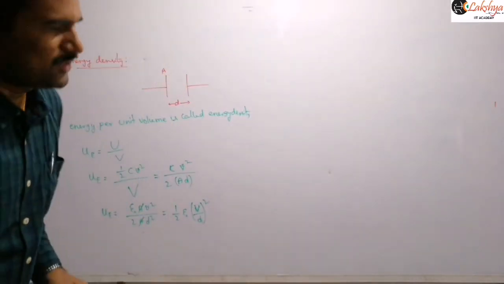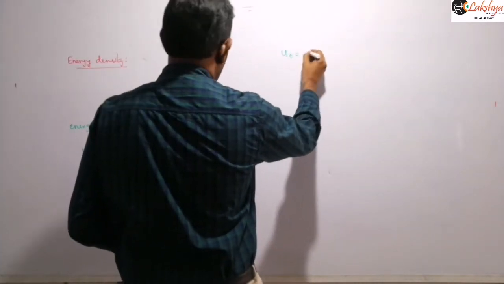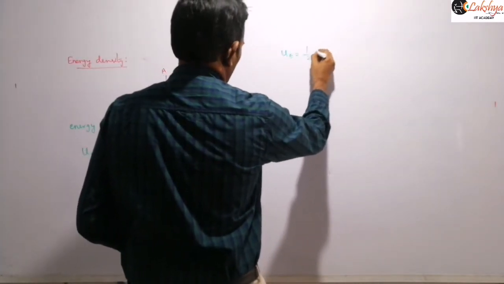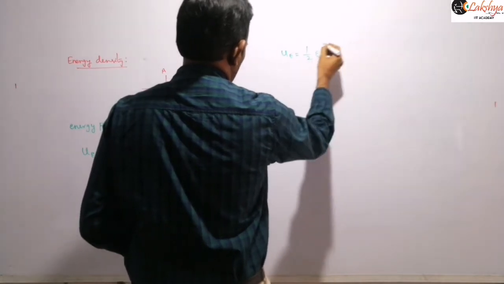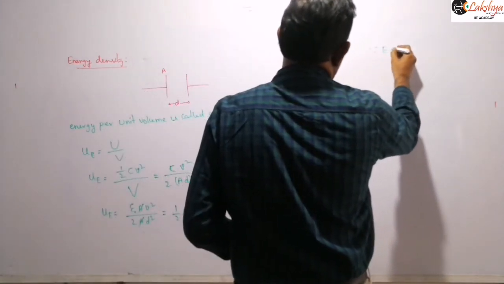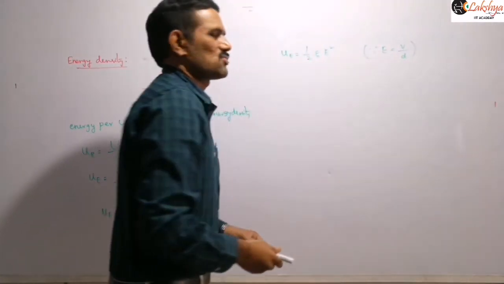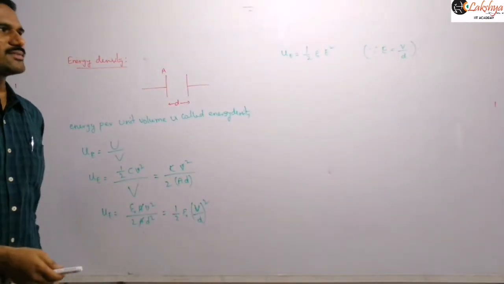So therefore you can write this as UE is equal to half epsilon naught into E square, since E is equal to V by D. So this actually, we derived the same formula in Gauss law also.